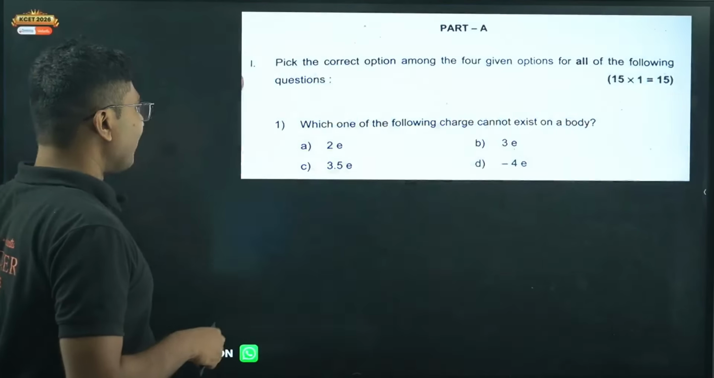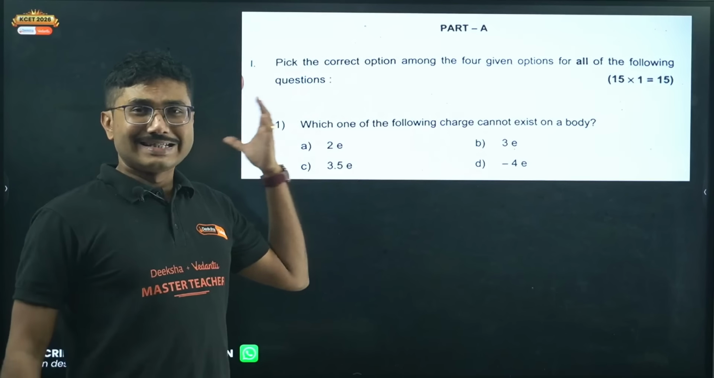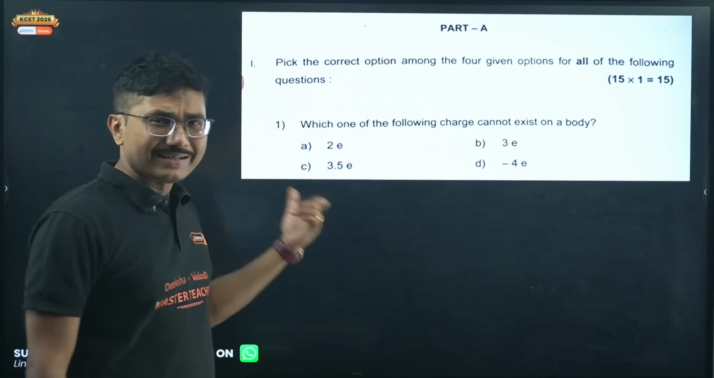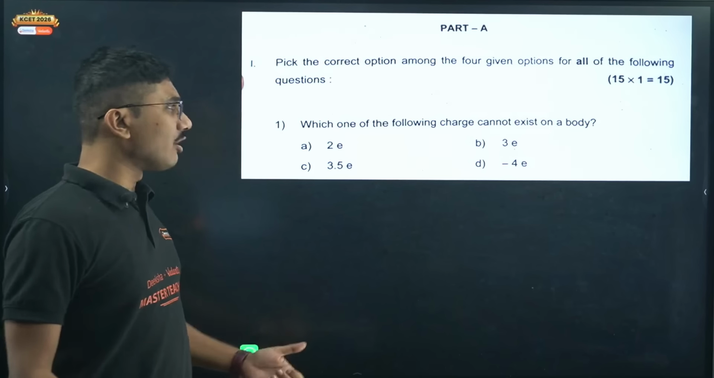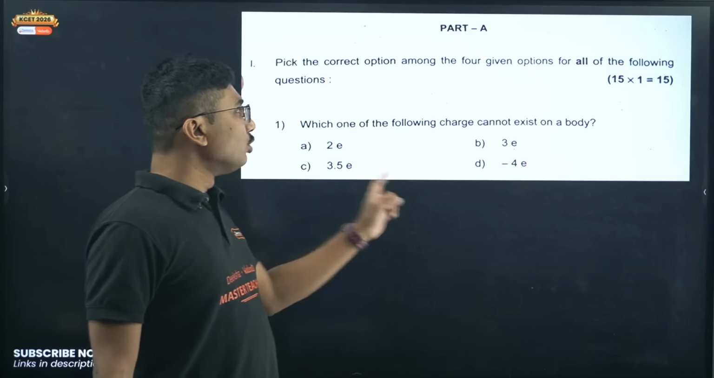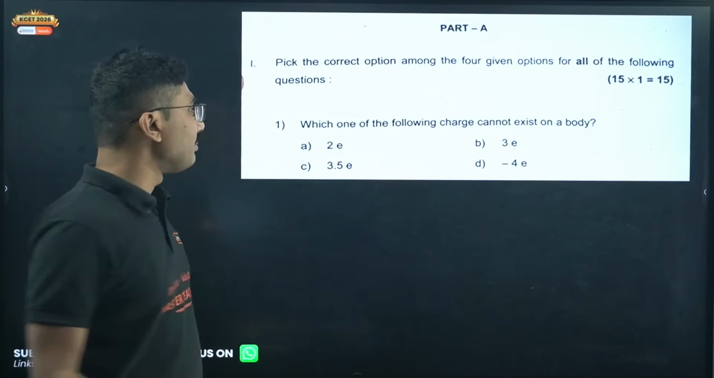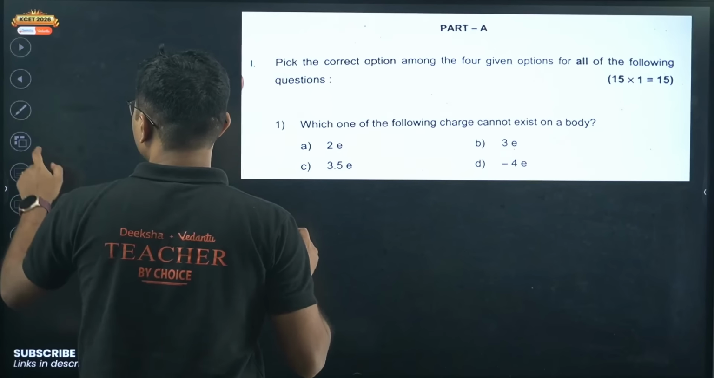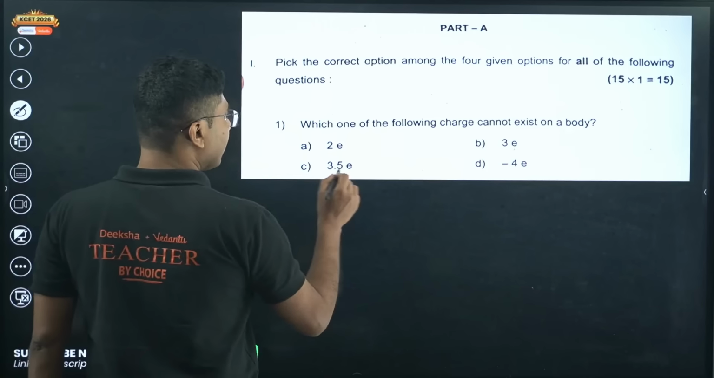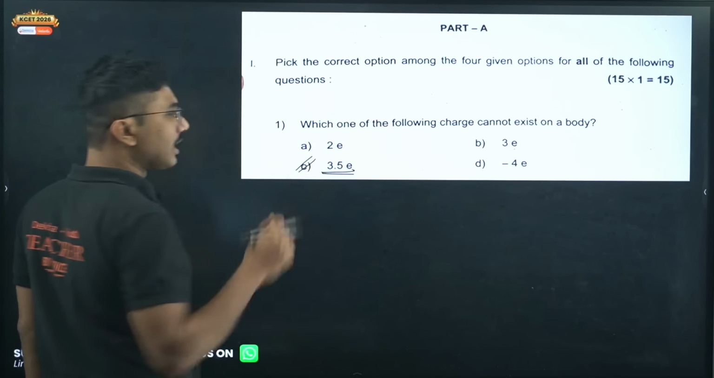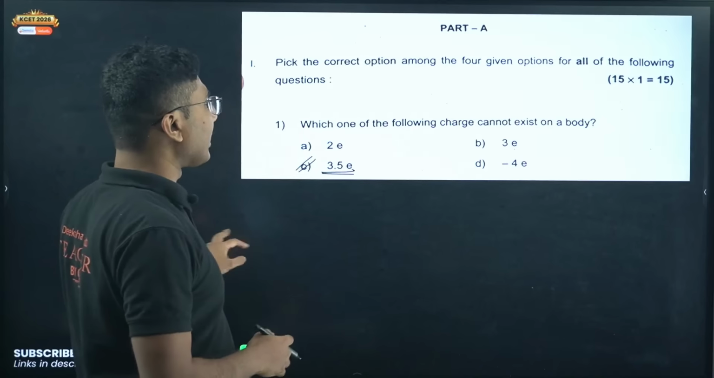Let's see. So first is obviously this one, given in your model paper slightly differently, but yes, we have solved it, and I told you that 2e, 3e, 4e are all possible, but any non-integer values are not possible. So non-integer means this is the correct answer. This charge is not possible. I hope you are right.